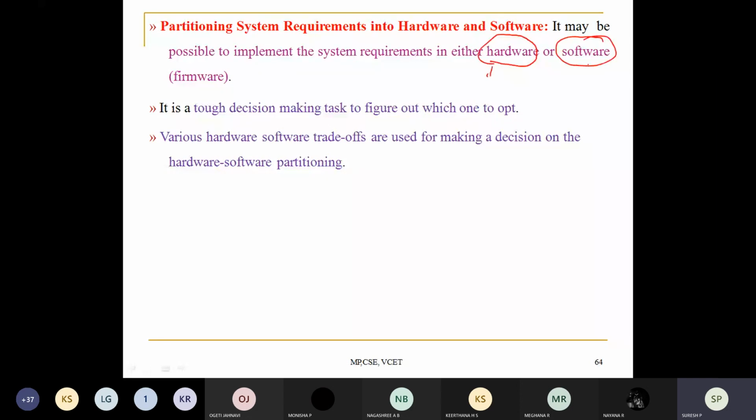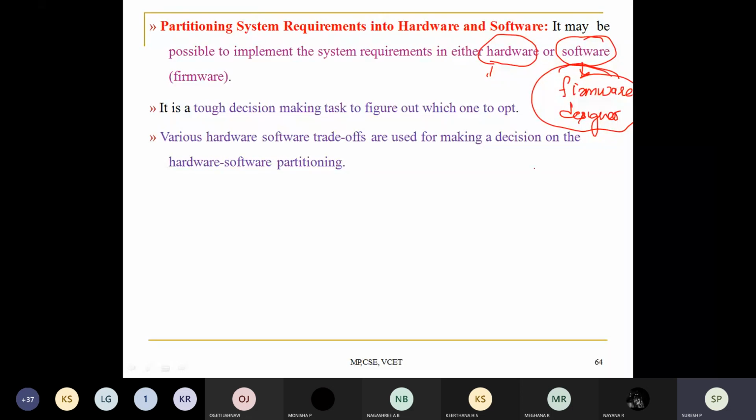Normally when you are implementing at the software side, it is called firmware in your embedded system. The software which you build, the firmware designer calls it firmware. Whenever you hear the name firmware, it is related to the embedded system. But firmware is software only, which you write for the embedded system. So it becomes difficult to figure out which one to opt for. Various hardware-software trade-offs are there for making a decision on the hardware-software partitioning.